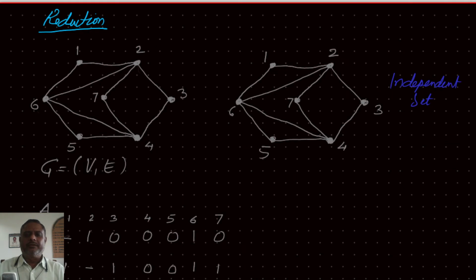So somehow we could make out that these are the 4 nodes, vertices, which are part of the independent set. Then all the remaining will be part of the vertex cover. So that way we can solve this problem by knowing the solution to the other problem. So in polynomial time we could solve this problem.